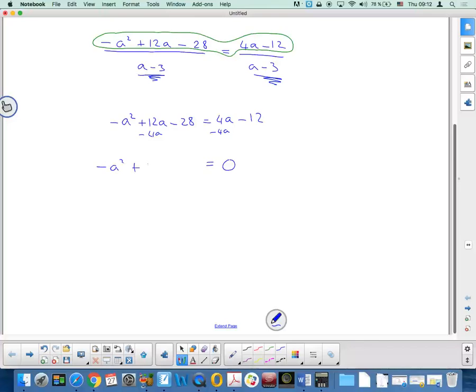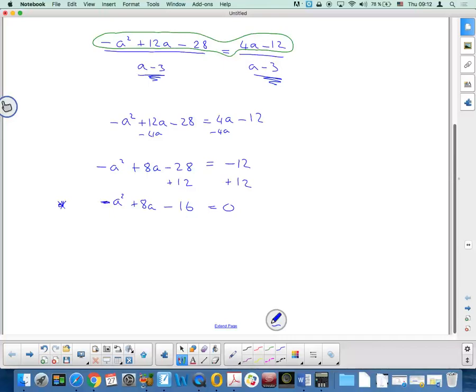So that's going to give me plus 8a minus 28. Now I've actually not got 0 here, because I've still got my minus 12 to deal with. So obviously now I add 12 to both sides, and we've now made that equal to 0. Minus 28 plus 12, be careful with your negatives, that's going to give me minus 16. Now, here, you've got a quadratic equation, but you've got a minus sign in front of that quadratic equation.